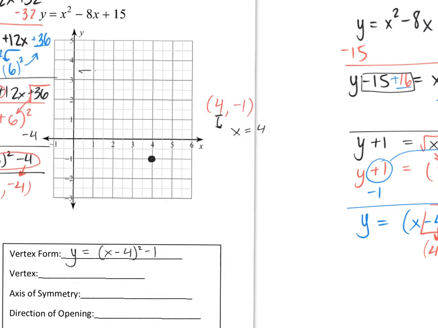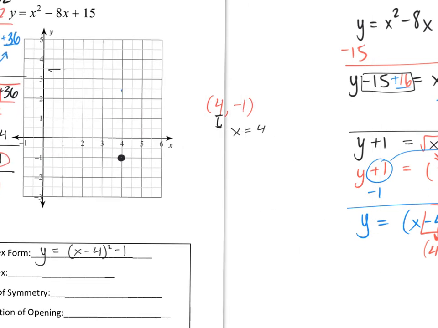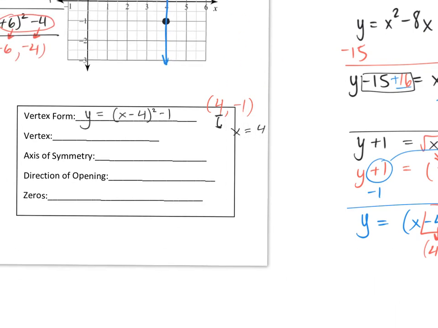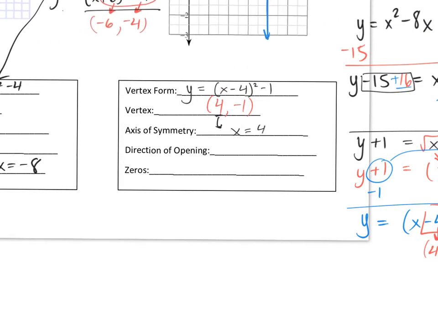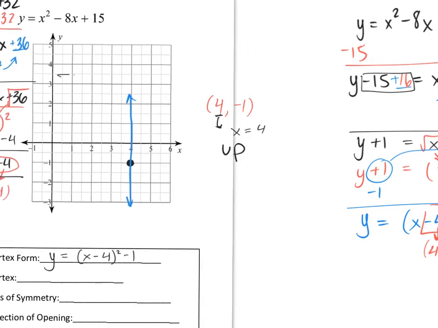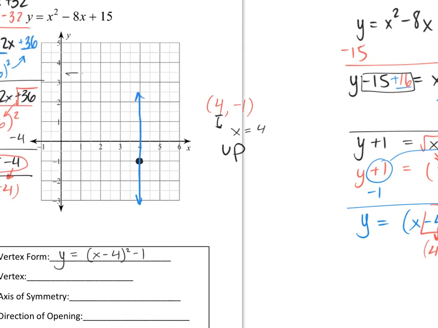We can see that here is my axis of symmetry, right through that value. Then to find my zeros, oh, well, the direction of opening, sorry, we can do that too. It opens up. We can already tell that before even graphing because I have a positive out front. Last, to find the zeros, that's just where does this guy cross the x-axis? Well, right now, I don't have any zeros because it's just one dot.